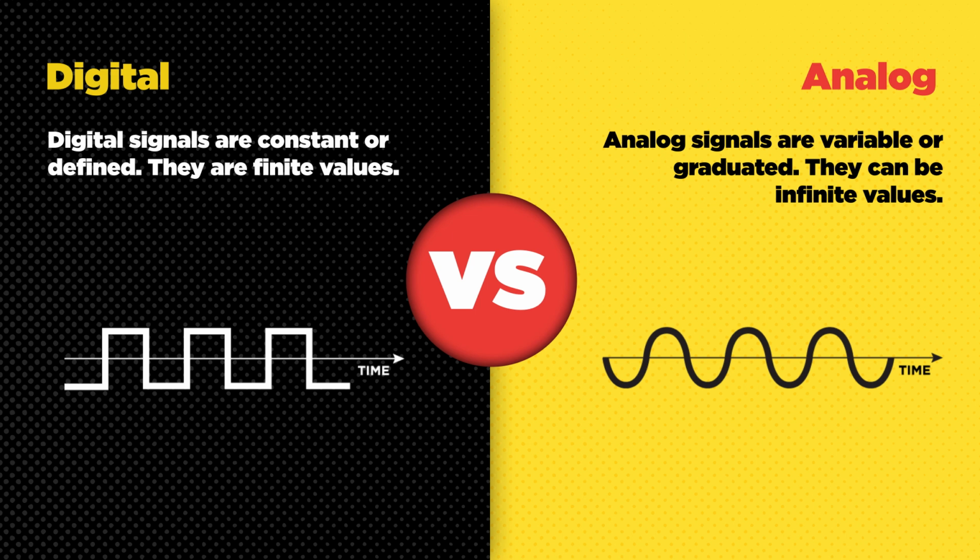Analog is variable. The world we live in is analog. As a human, we experience a range of sounds, smells, colors, and emotions. If we tried to quantify these as values, we would probably find an infinite range.